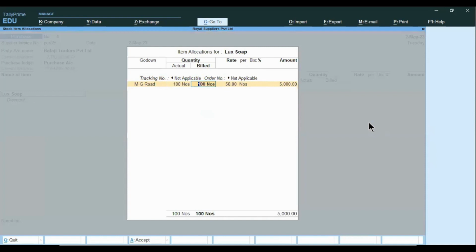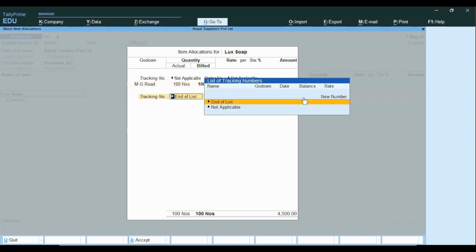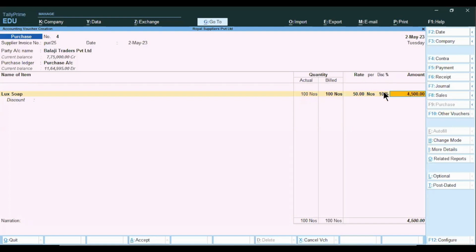So actual quantity is 100, bill quantity is 100 at the rate of 50, and here we get the discount column. Suppose we have received 2%, just press 2 and percentage sign will come automatically. So it will calculate 2% on this 5,000 rupees. Enter. So 100 rupees gets deducted. So 2% on 5,000 comes around 100 rupees. Or if you have 10% discount, so 5,000 minus 500, 4,500. This is how it gets calculated automatically. Enter, enter. This is how we can have a separate discount column.